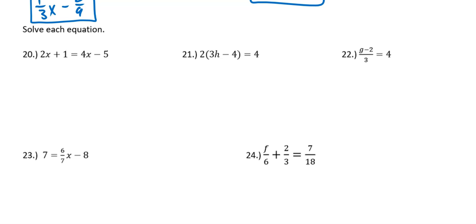So I always get rid of the smaller one. I always get rid of something like the 2x here. And I get rid of the 2x by subtracting 2x. Whatever I do to one side, I have to do to the other side. And so that leaves me with 1 equals, that's a 2x minus 5.